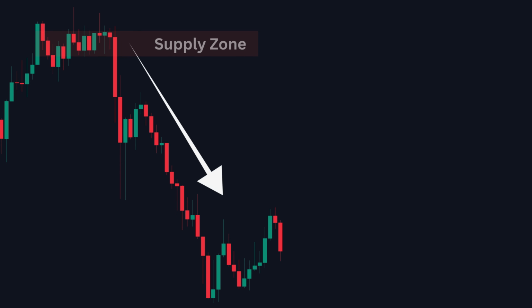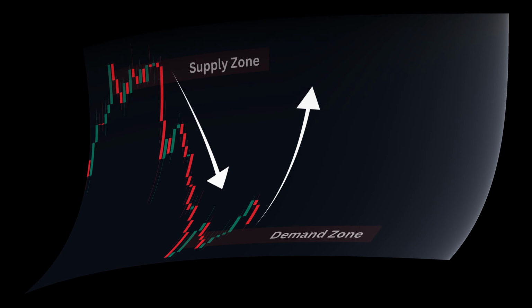These zones often act like advanced versions of support and resistance. They're used by smart money and institutions. And when price comes back to them, they can offer high probability trade setups.